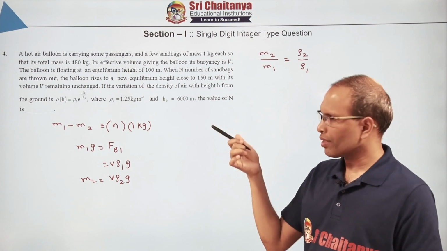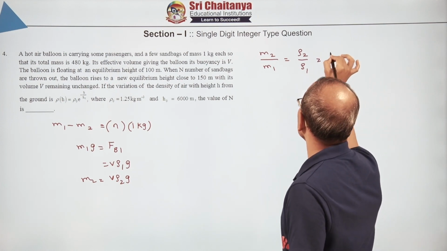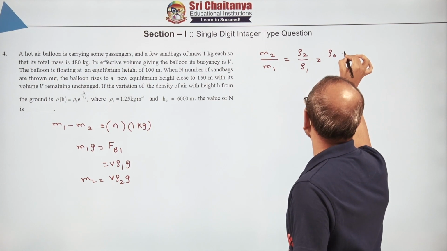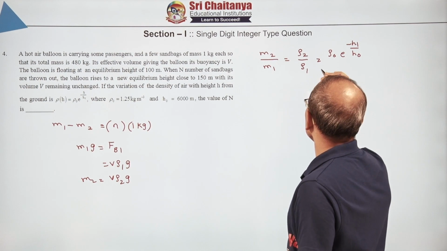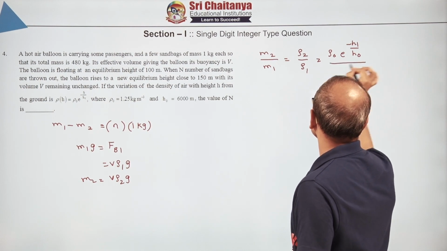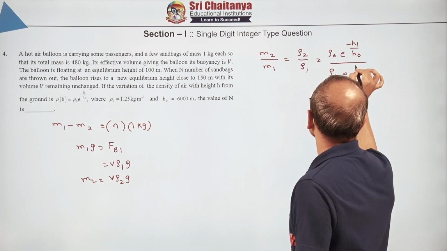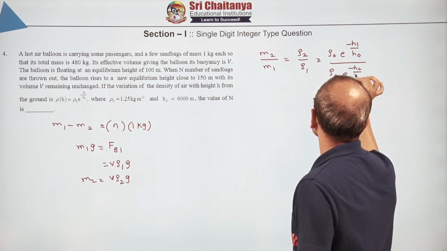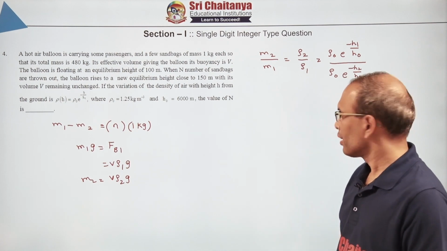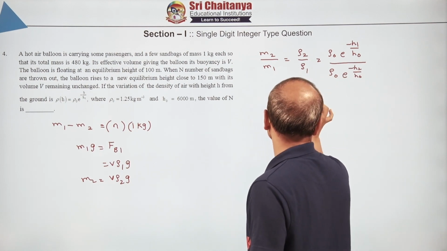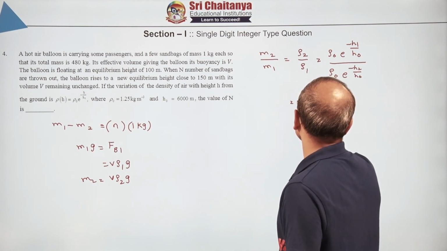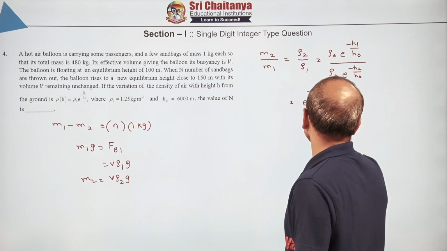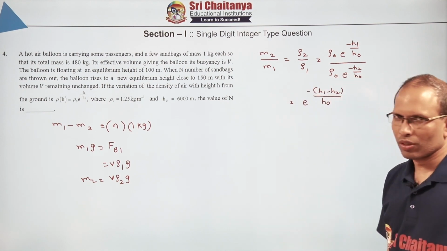Now how does rho vary? We have this: it is rho naught into e power minus h1 by h naught, divided by rho naught into e power minus h2 by h naught. So rho naught gets cancelled. This will become e power minus of h1 minus h2 by h naught. This is m2 in terms of m1.